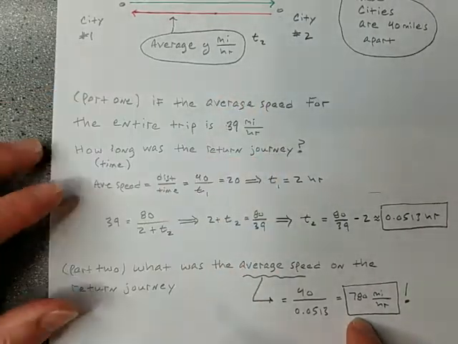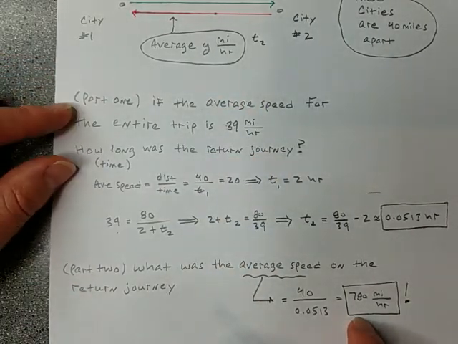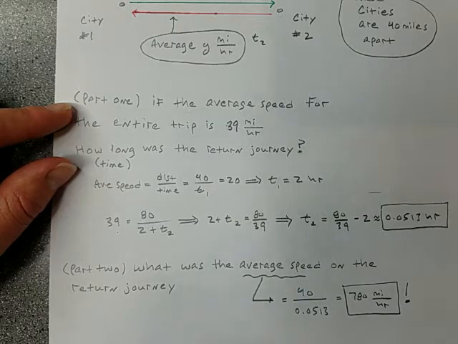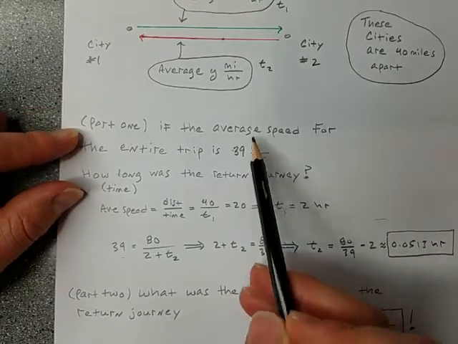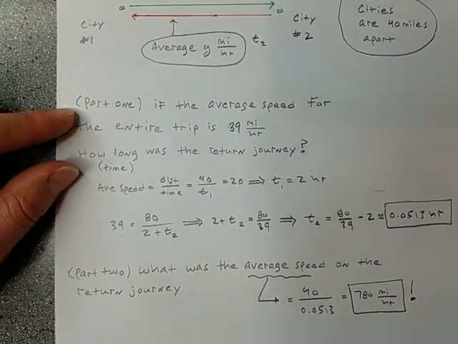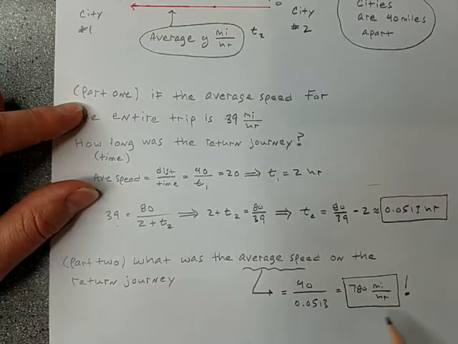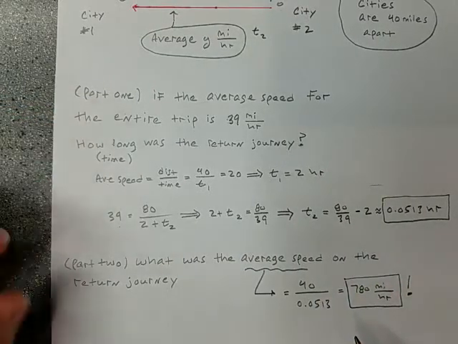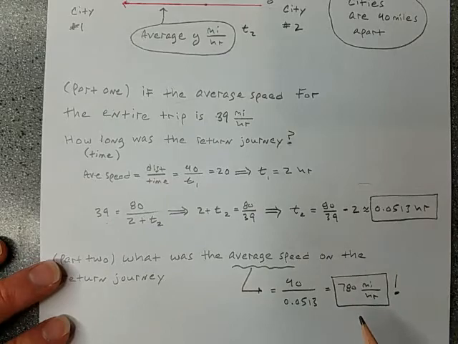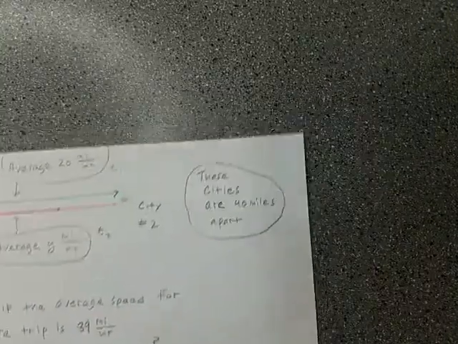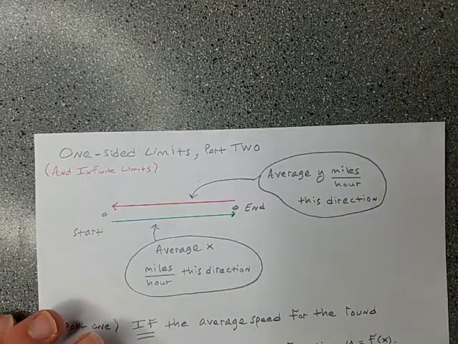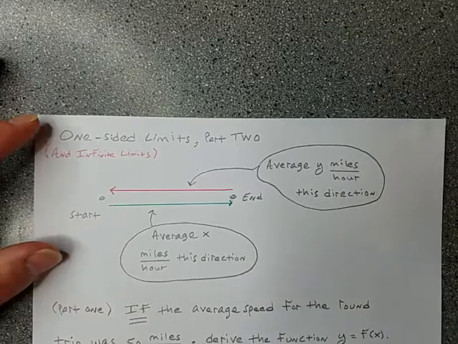And I remember I asked you to make a guess. I said, about how fast do you think your average is going to have to be on the return journey for the whole trip to average out at 39 miles an hour? Well, I don't know. Was your guess anywhere near that? Maybe it was. Maybe you've got a really good instinct for math. I would think for most people it probably wasn't anywhere near that, though. Okay? All right.